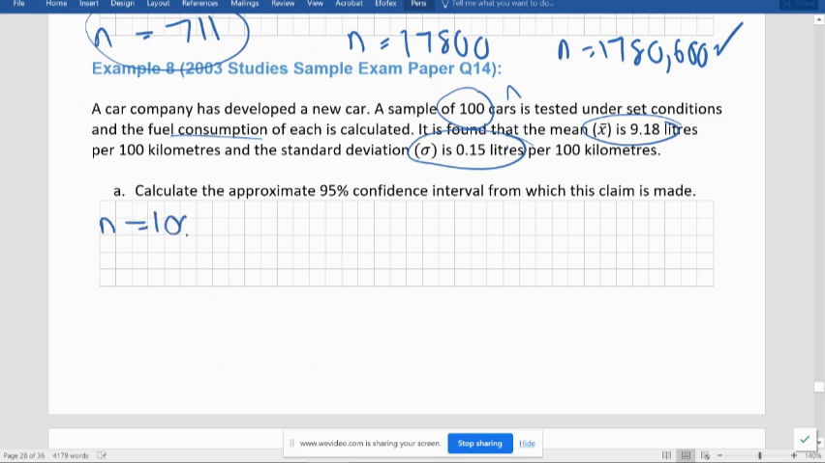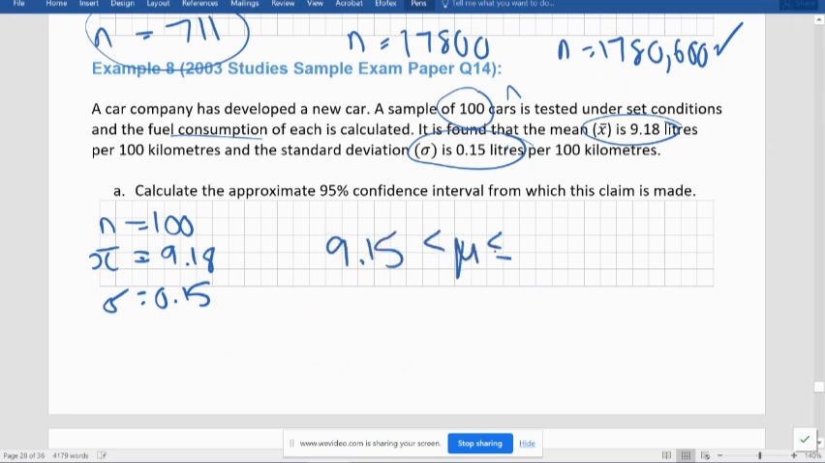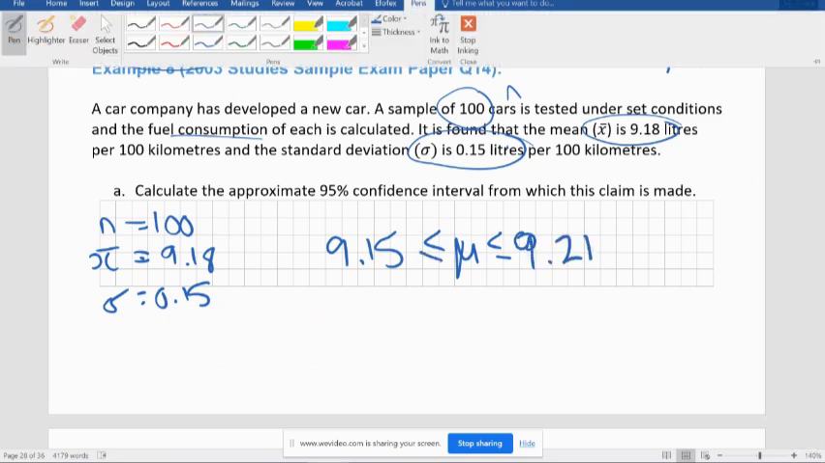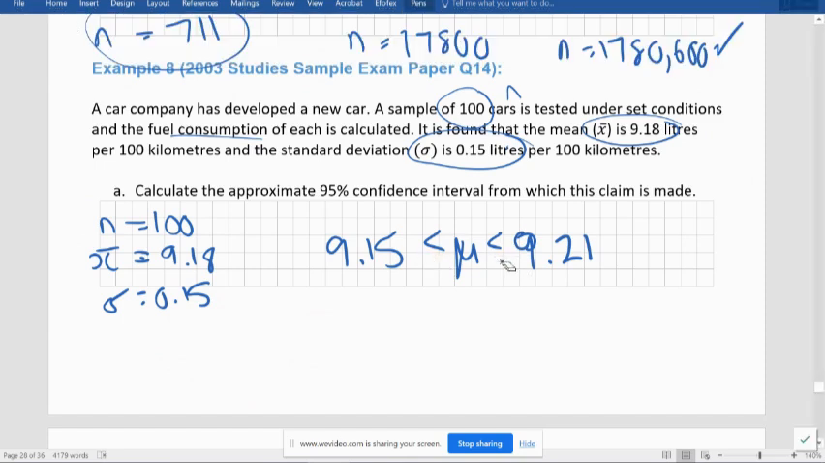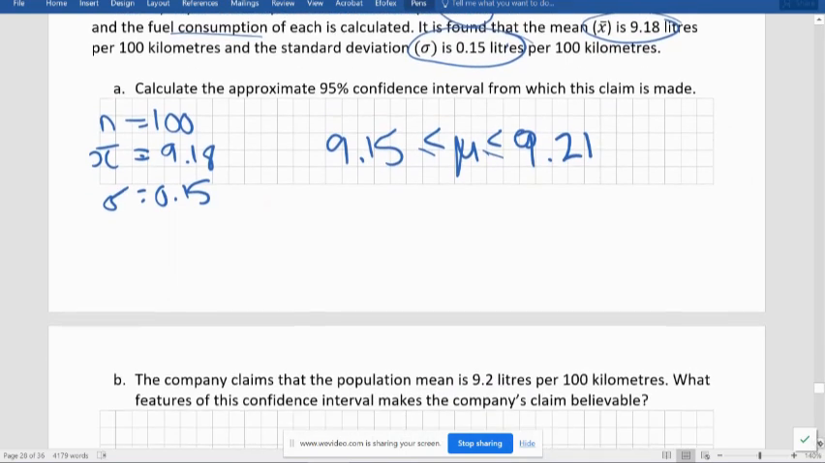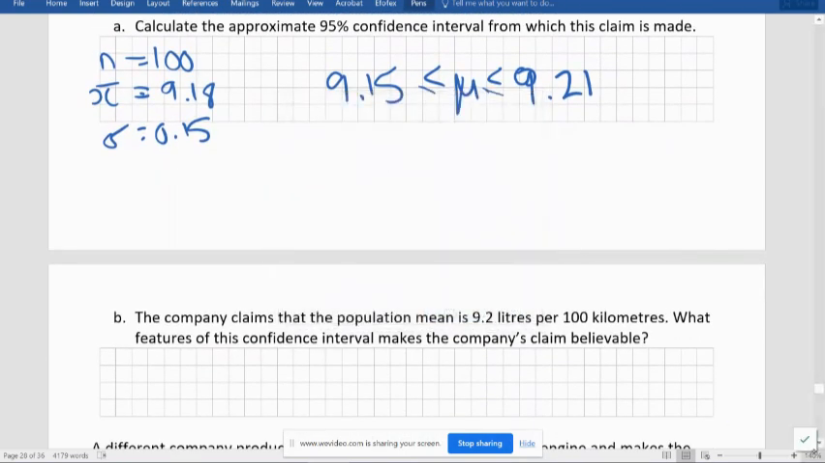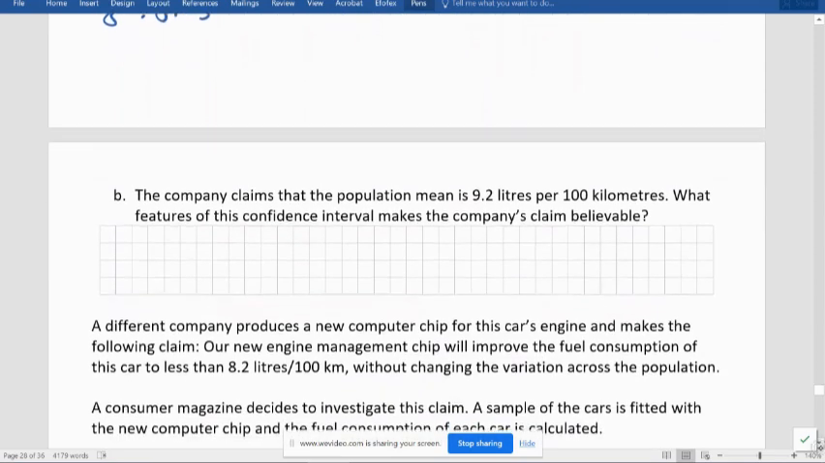Now we'll just use technology here. So n is 100. The sample mean is 9.18. The standard deviation is 0.15. And your answer to 3 sig figs will be here to here. I haven't really mentioned it, but you can have an equal sign there or not. I haven't really explained it, maybe you can just check with your teacher. Because it's continuous, you can't equal it. But in actual fact, it doesn't matter if it's there or not. If you saw one of the earlier videos, you cannot equal a continuous variable. It's impossible, but it doesn't matter.